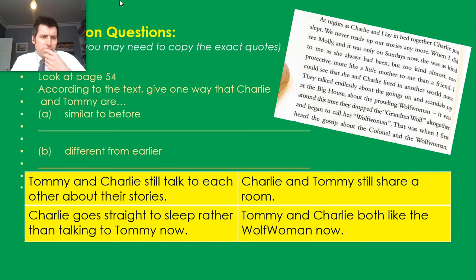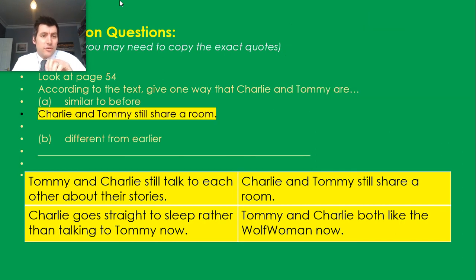How are they similar to before? Is it that they talk to each other? Is it they still share a room? Is it that Charlie now goes to sleep? Because that sounds different. Do they both like Wolf Woman? That's wrong. I think it is they lay in bed together. Okay, they still share a room. I'm not sure if they share a bed, and lots of people 100 years ago would have had to share a bed because houses were smaller.